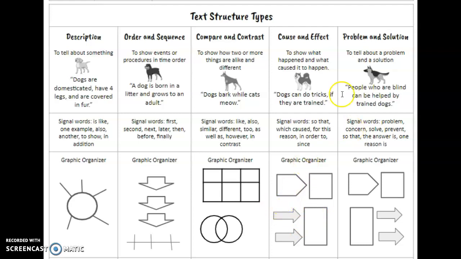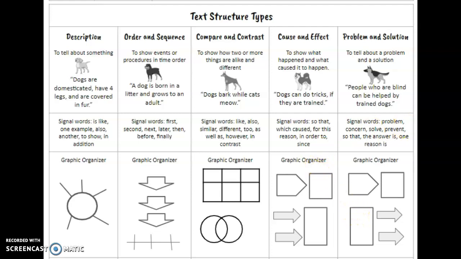And the last one that we're going to look at is problem and solution. To tell about a problem and solution: people who are blind can be helped by trained dogs. So some signal words for problem and solution: problem, concern, solve, prevent, so that, the answer is, one reason is. Problem and solution and cause and effect really share those same graphic organizers. An arrow pointing to something else happening, or having a box with things coming out of it.